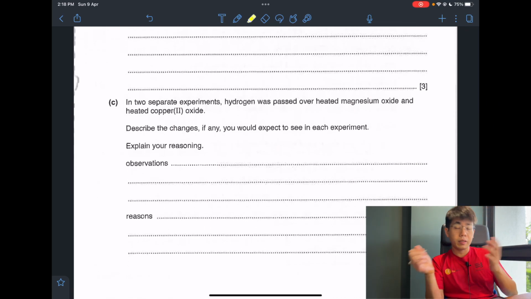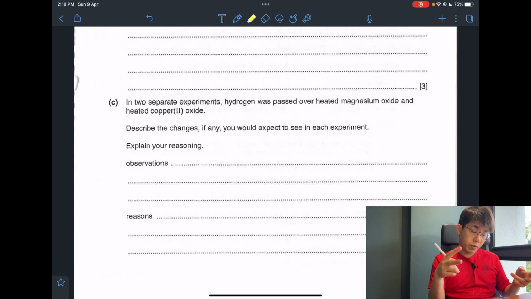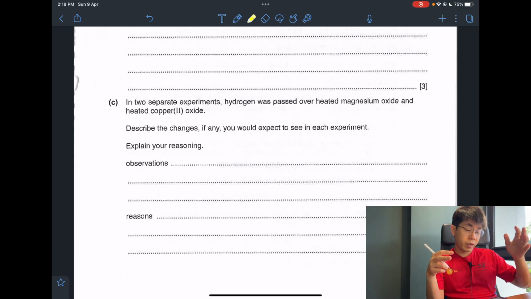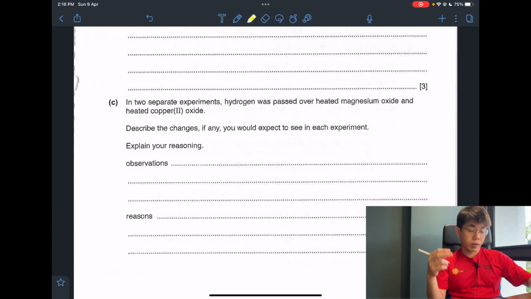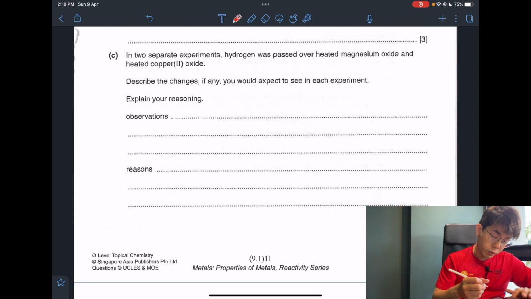They tell me that there's another reaction. In 2 separate experiments, hydrogen is passed over magnesium oxide, and the other one is passed over heated copper 2 oxide. They ask you to describe the changes. Let me just do some rough working here.